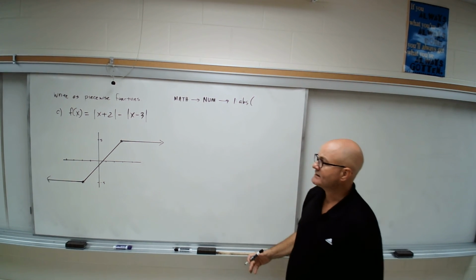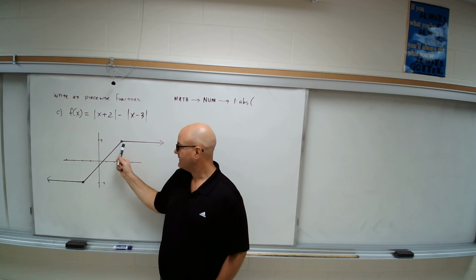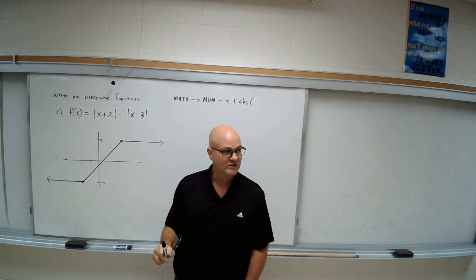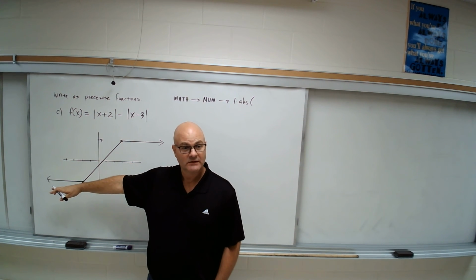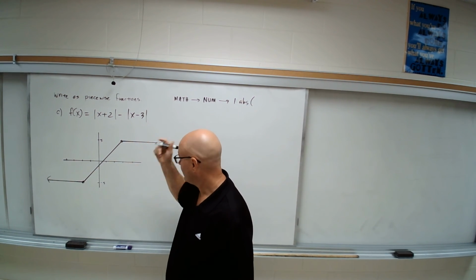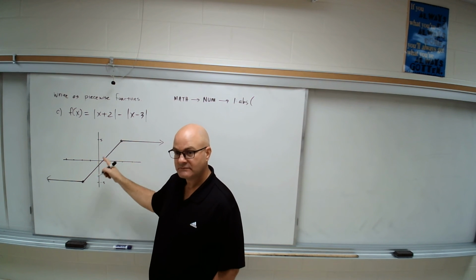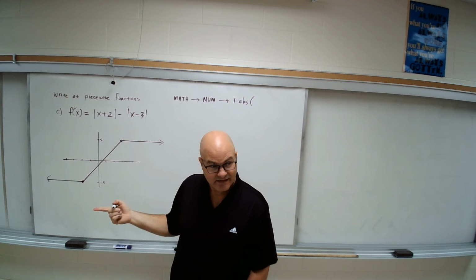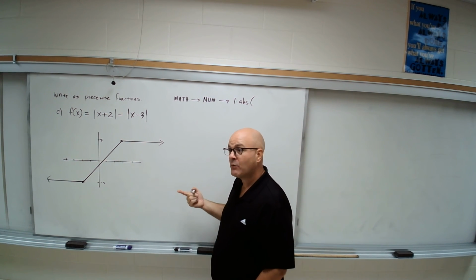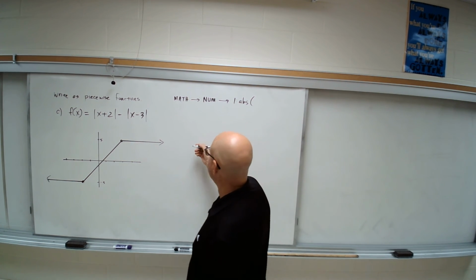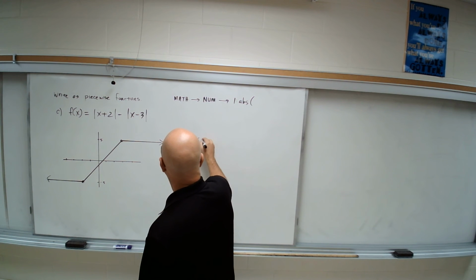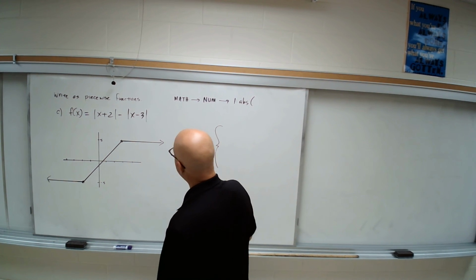So as we look at this, we can see there's definitely 3 distinct parts here, aren't there? Now, this is horizontal and this is horizontal. And then this one, we know 2 points on it, right? So in order to find this equation, what we'll want to do is write this as a piecewise.